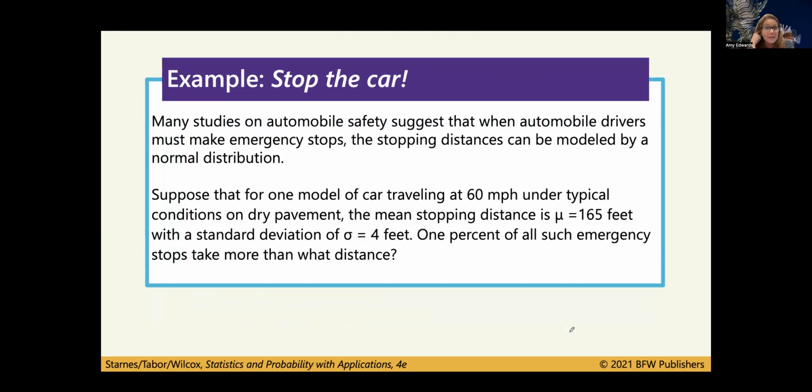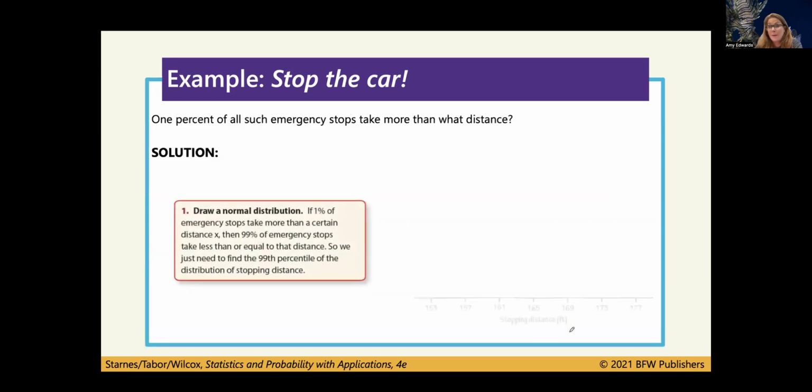Now I'm going to look at what question they're asking. They're saying 1% of all emergency stops take more than what distance? So I could reword that and say, what is the distance, what's the boundary line, that distance where only 1% are to the right of it.